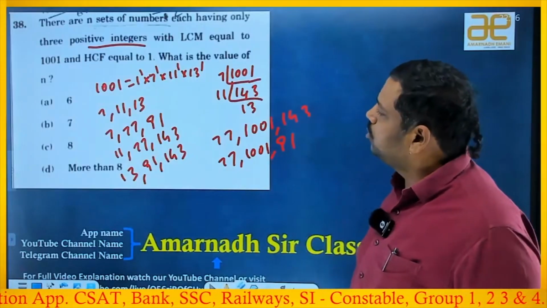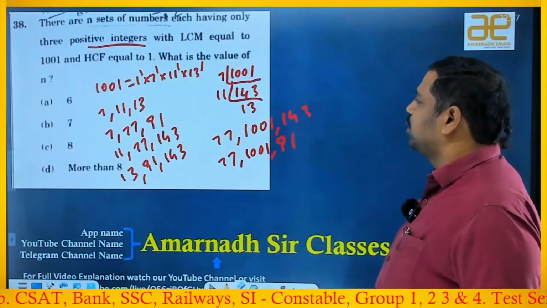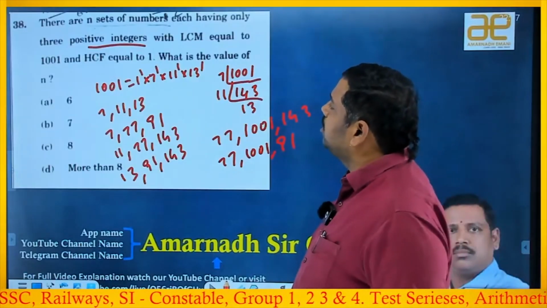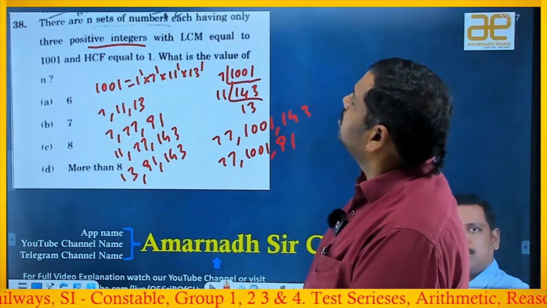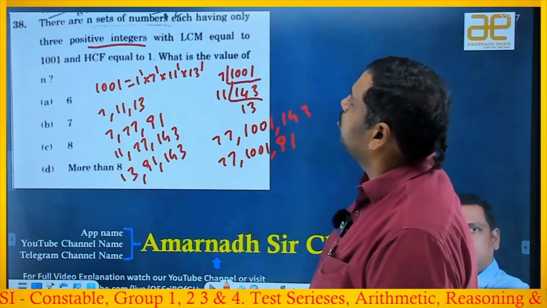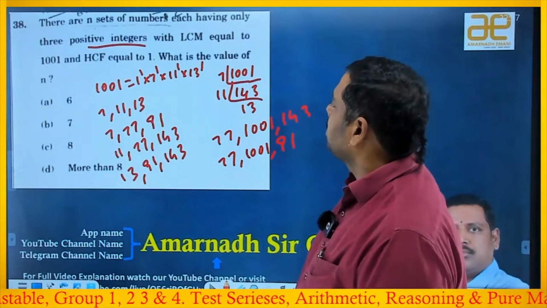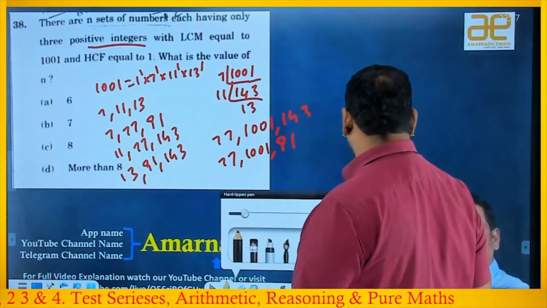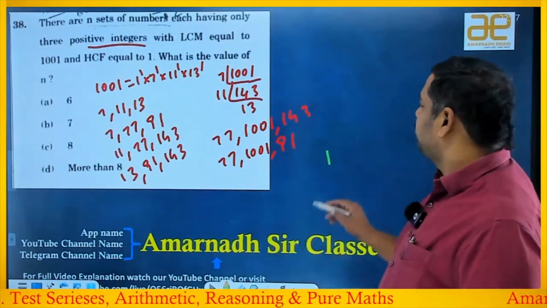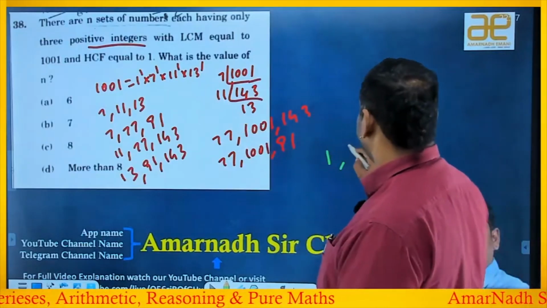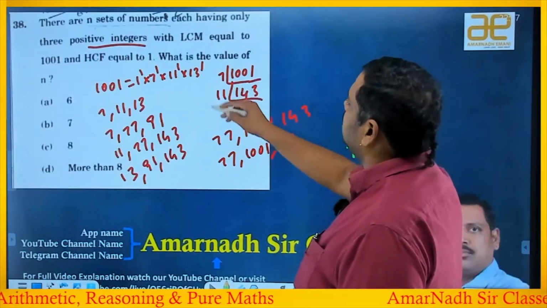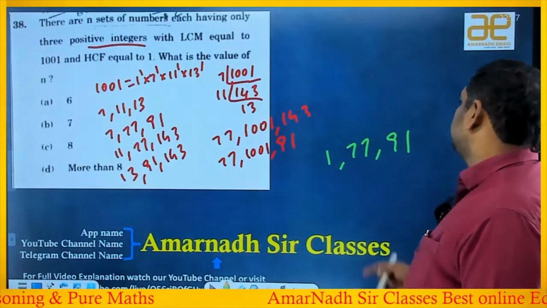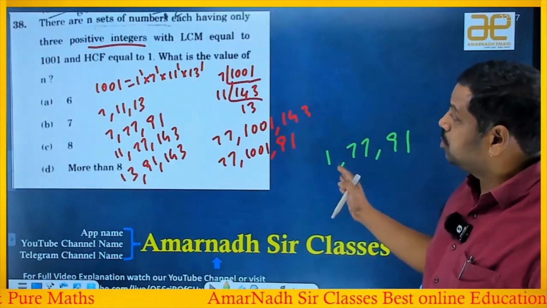Good. So 1, 2, 3, 4, 5, 6 we got. How many we got? 6 only we got. The numbers are three numbers, there are n sets of natural numbers, each having only 3 positive integers. Good. I'm going with some other combinations. One number I'm taking: 7 into 11 is 77, 7 into 13 is 91. Okay, 7, 11, and 13. Yes, its LCM will also be the same, right?